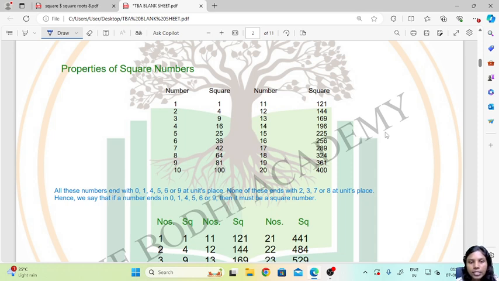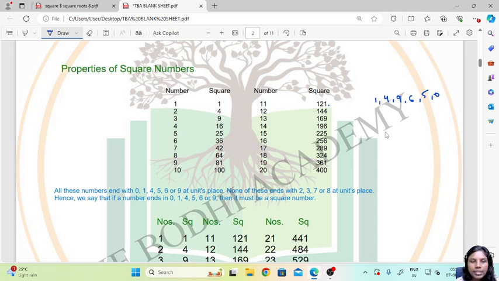So at the units place, all of them are ending with what? 1 we have, then we have 4, 9, 6 and 5. These end in the majority. 2 we have only once over here, so we don't have to bother about it. But the rest, the trend continues. So we have 1 here, 1 here, 4, 4, 6, 6, 9, 9, 5, 5 and even 0, 0.